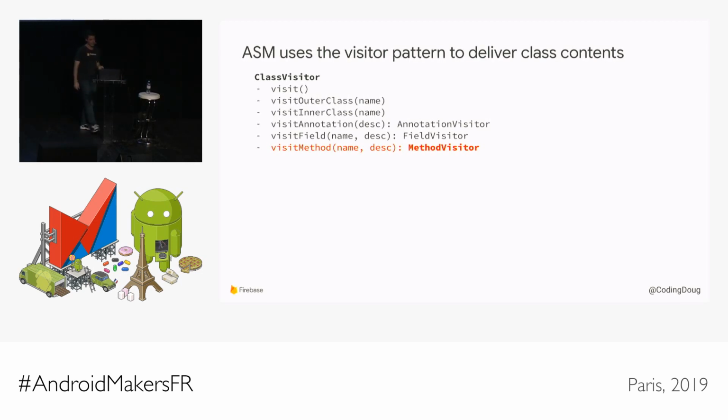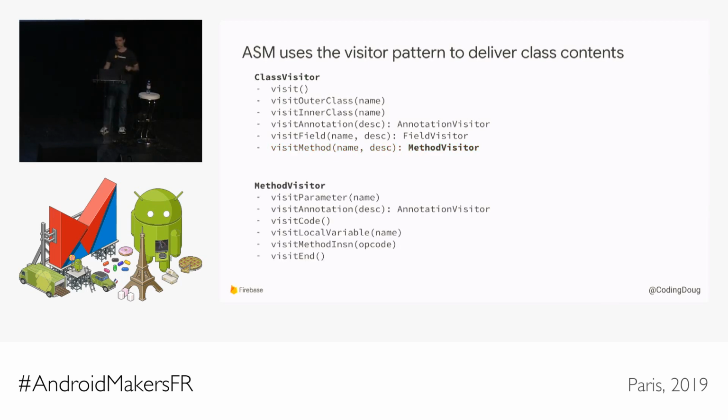So I have to provide a method visitor. And within a method visitor, there's even more visitor methods that tell it how to find out the parameters, any more annotations, the code itself. In particular, method instructions. So visit method instruction will be a big deal, and I'll talk about that later. But these are the tools. This is the framework you have to work with when you're doing an ASM transform.